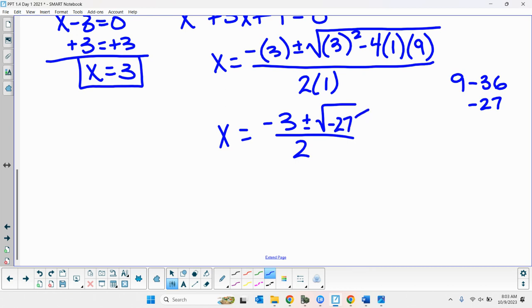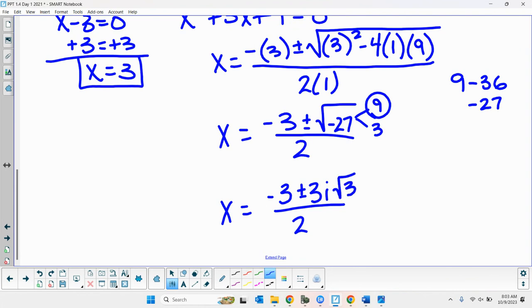Now, we're going to do a little factor tree. So what can I pull out to simplify this? What else? 3i, right? You guys with me on that? What's left underneath? The 3. So there's my other 2 answers. Okay? One answer is 3, the other 2, one of them is negative 3 plus 3i radical 3 over 2, and then the third one is negative 3 minus 3i radical 3 over 2.